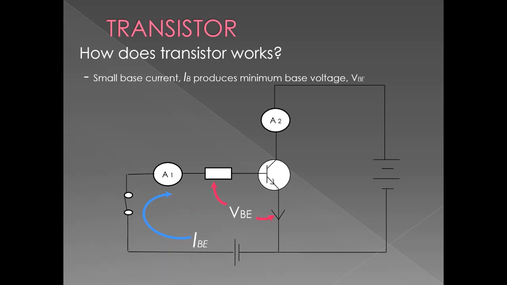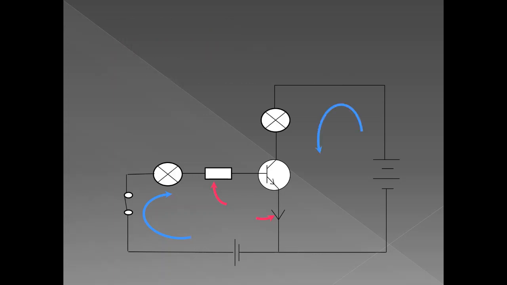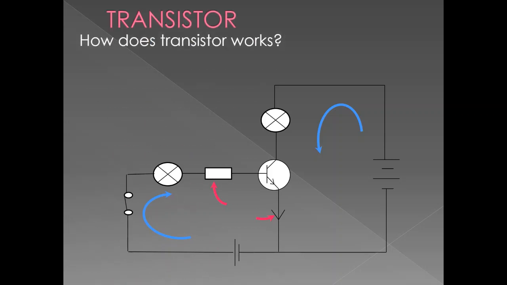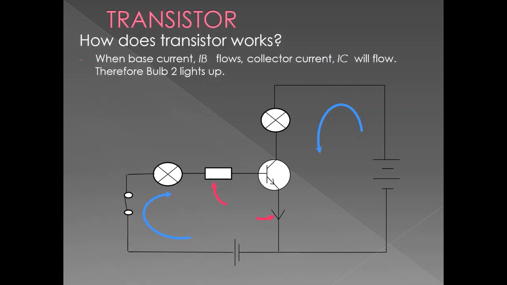This small change in the voltage between the base and emitter terminals will cause the collector current to flow, because the current flows in IB in the base circuit. Because the collector current flows in the collector circuit, therefore the bulb will light up.